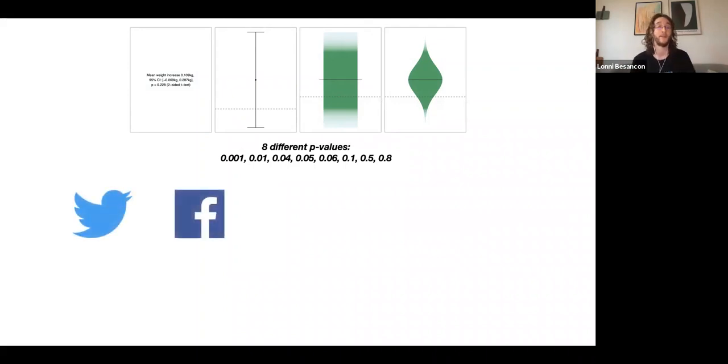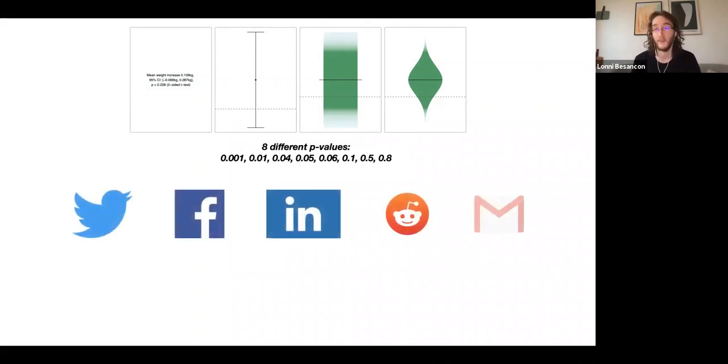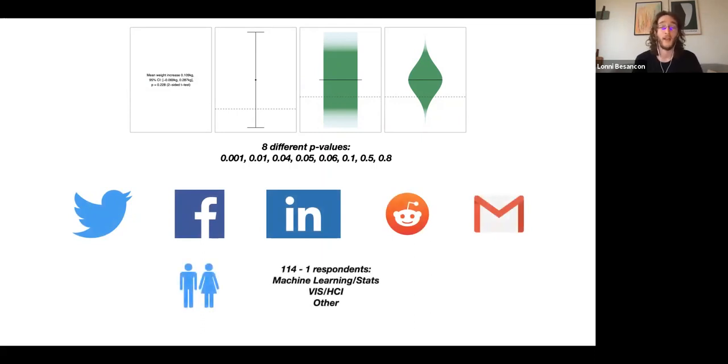And we sent that around on Twitter, Facebook, LinkedIn, Reddit, and by email and Slack. And we got a total of 114 respondents, from which we had to remove 1 participant because they entered nonsensical demographics. And we tried to group participants into research groups a little bit, like people from machine learning and statistics, whom you could expect to have a little bit better understanding of statistics and not being too dichotomous, then people from our field, Viz/HCI, and people from more natural science or other fields that were not represented in great enough numbers to be their own group.